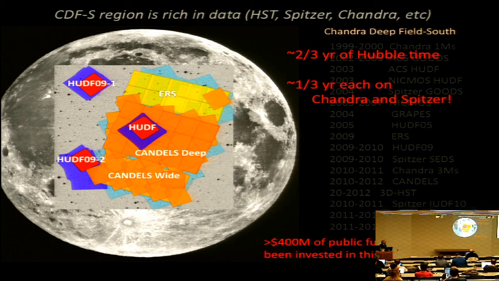And to give you a sense, this is a small region of the sky, just a dump on the moon, but to give you a sense of the investment in just this area, two-thirds of a year of Hubble time has gone into this, and a third of a year each on Chandra and Spitzer in this one area. If I look at the costs of these missions amortized into an hourly basis, work it out, it's $400 million of taxpayers' money has effectively been spent on this region of the sky. This alone, I think, justifies the claim that these really should be public, non-proprietary data sets that are available for all. And there's good scientific reasons for doing that as well.